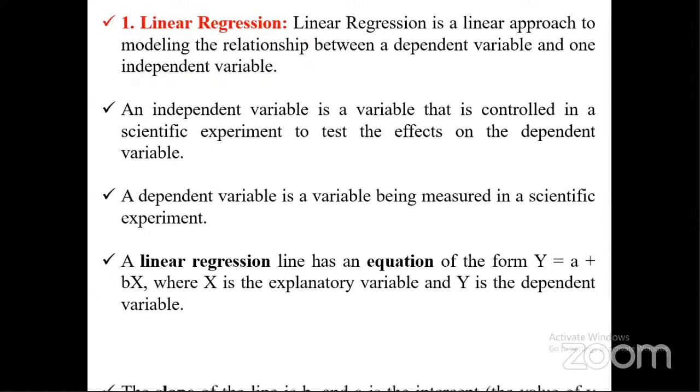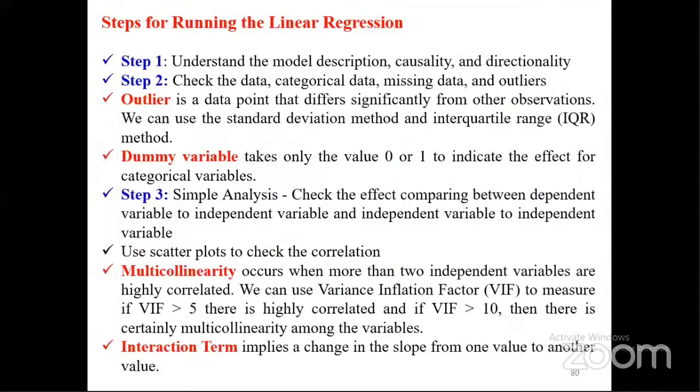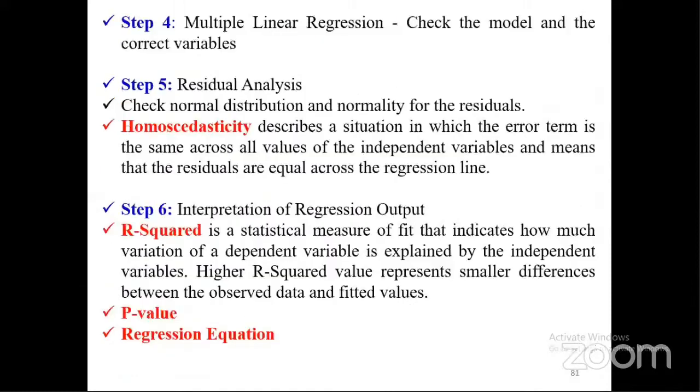Now see, this is the linear regression formula. Y is the dependent variable, x the independent variable, the prediction, and y-intercept. Now I am going to execute this linear regression algorithm. Step one: understand the model description, causality and directionality. Step two: check the data, categorical data, missing data and outliers. Step three: simple analysis. Step four: multiple linear regression, check the model and the correct variables. Step five: residual analysis. Step six: interpretation of regression output. This is the way I am going to show you right now, practically.